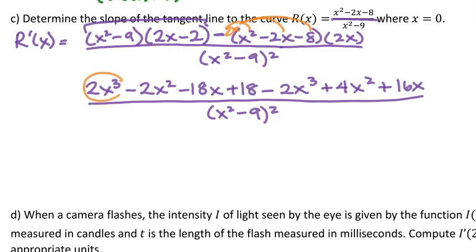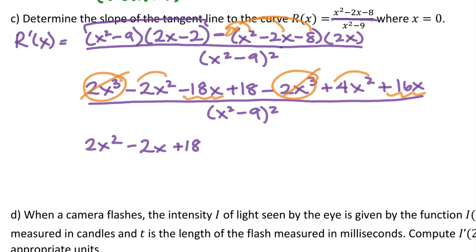Some nice things, at least one nice thing happens here. The 2x cubes drop out. So I end up with negative 2x squared plus 4x squared, which is just 2x squared. And then I end up with negative 18x plus 16x, so that's a negative 2x. And then my constant is just that plus 18.